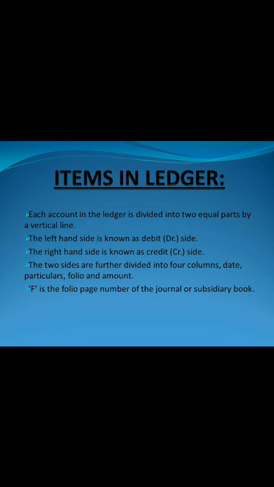So the left hand side is known as the debit side and the right hand side is known as the credit side. Now again, those two sides are further divided into four columns. The first column is the column of date, the next column is particulars, the third one is the folio, and the fourth one is the amount. F is the folio, that is the page number of the journal or the subsidiary book. So this is what is known as a ledger, and how the items are presented in the ledger. We have seen the format, like what the columns in it are. So simply this is what a ledger means.